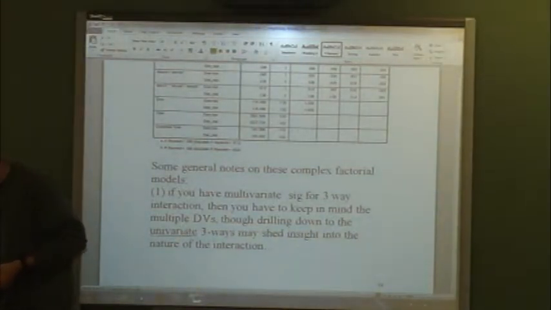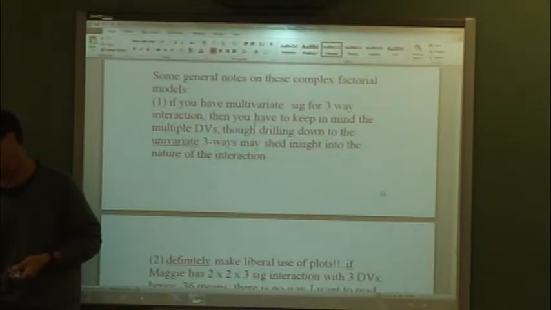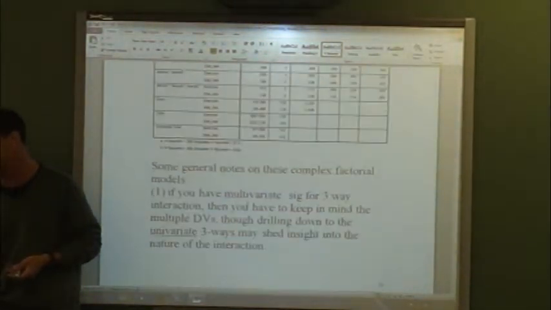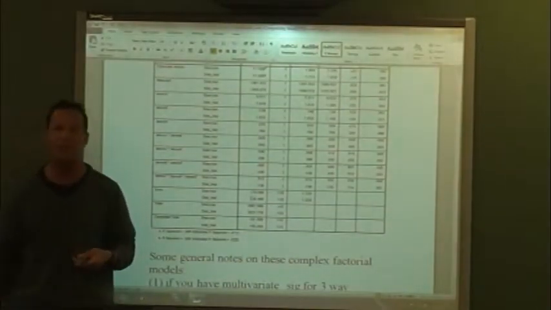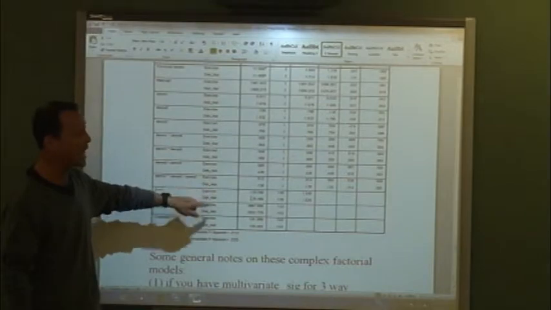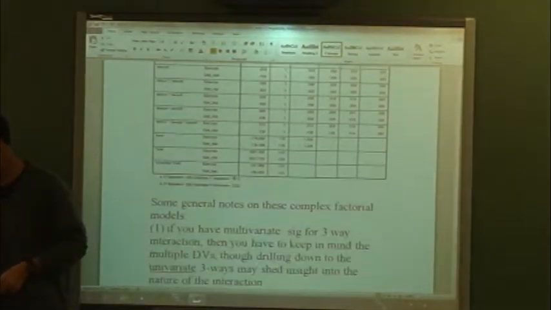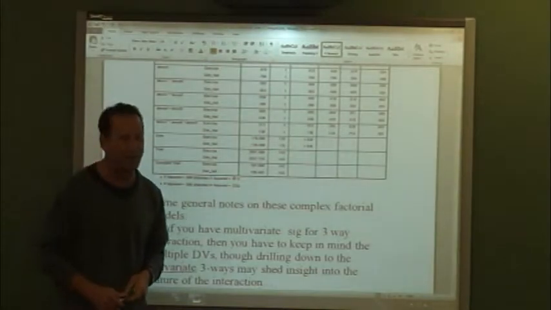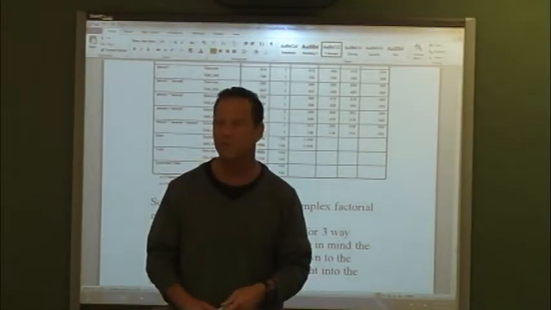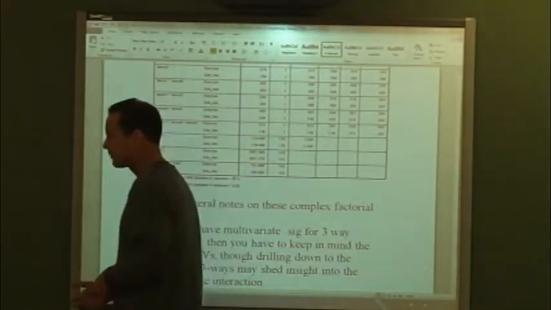So if you have a multivariate significance for a three-way interaction, you have to keep in mind the multiple DVs. Drilling down into the univariate three-ways may shed insight into the nature of the interaction. Let's say the three-way was significant. Then you would look at the three-way for each of the outcomes to see which one, if any, are significant. And if you have a 3 by 3, guess what then? You have to start doing simple effects analysis in a MANOVA context. Right?